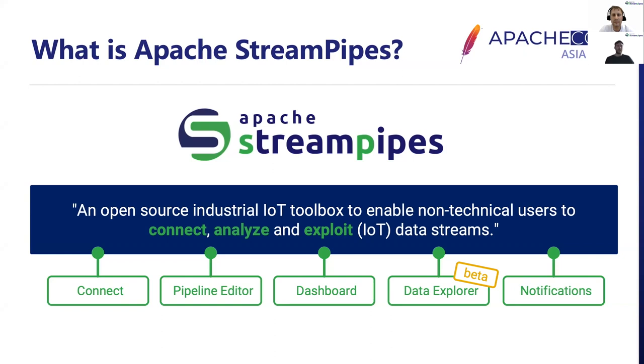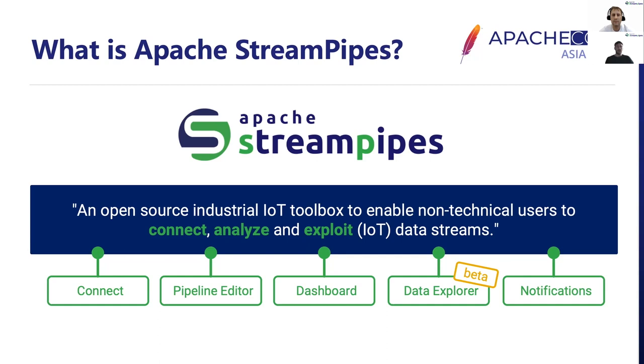For example, there's StreamPipes Connect to easily connect new IoT data streams into the system. For example, we're talking about typical IoT protocols such as ROS, OPC-UA, MQTT. Then the core component is the pipeline editor, where users can easily define and model analytical pipelines in a drag and drop style, by easily connecting individual processing elements together. We're going to see this later on in more detail.